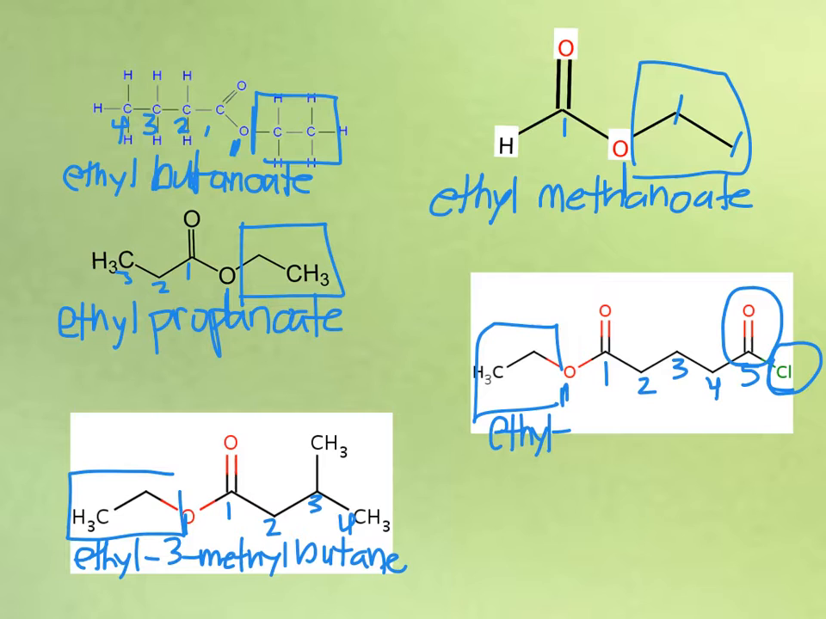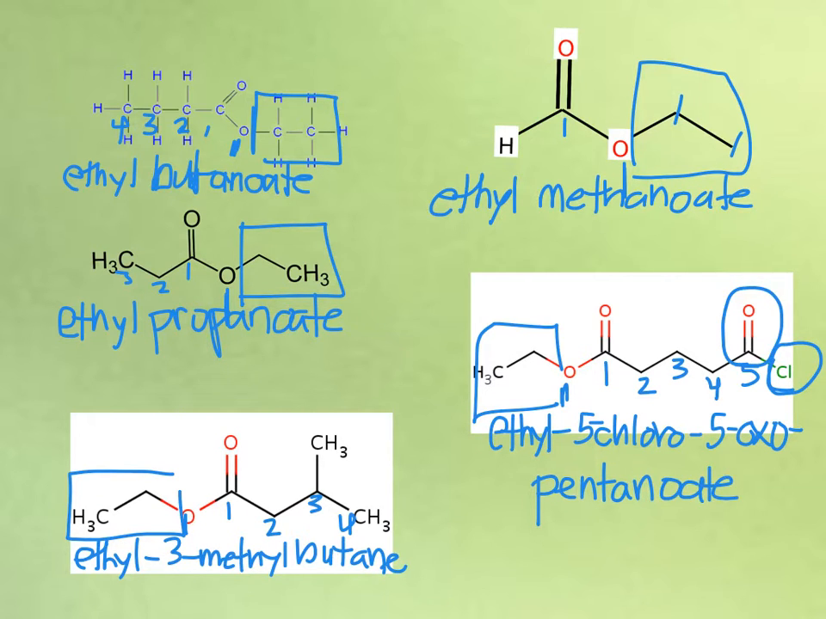So we have a chlorine group on carbon 5, so that's going to be 5-chloro. And then I have this carbonyl group, this ketone, and that is an oxo group. So 5, I forgot a hyphen there, 5-oxo. And then I have my pentane, which I need to change to pentanoate. Okay, so that one broken down is ethyl 5-chloro-5-oxopentanoate.